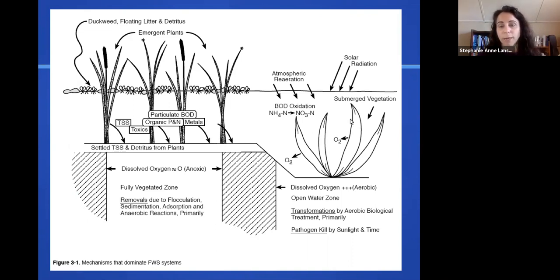And then you also might have submerged vegetation in addition to emergent vegetation. And then you might even have an open water zone. And in that open water, you're going to get more pathogen kill, and you might get a little bit of atmospheric aeration to get some aerobic treatment.